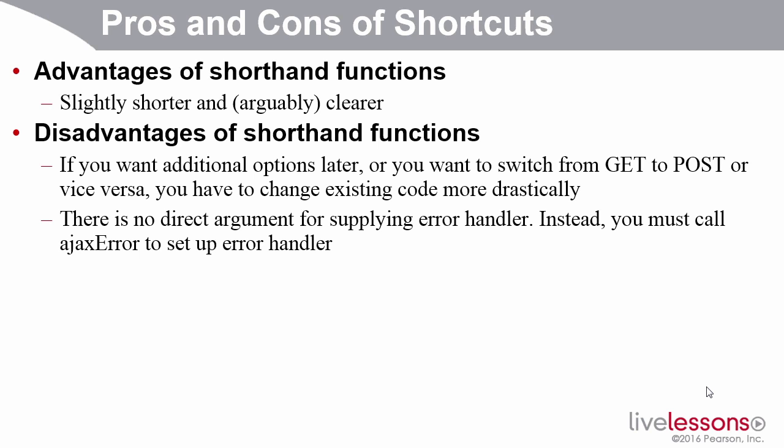Also, and some people consider this a more serious downside, with $.get and $.post, there's not a direct way of supplying an error handler. You have to use a separate function call to set it up first, and then it's kind of hidden in the $.get and $.post. And in real life, it's moderately common to say, if the result comes back successfully, show this data. If the result fails, in other words, the server times out or there's an HTTP error, display an error message to the user explaining that the server is temporarily down.